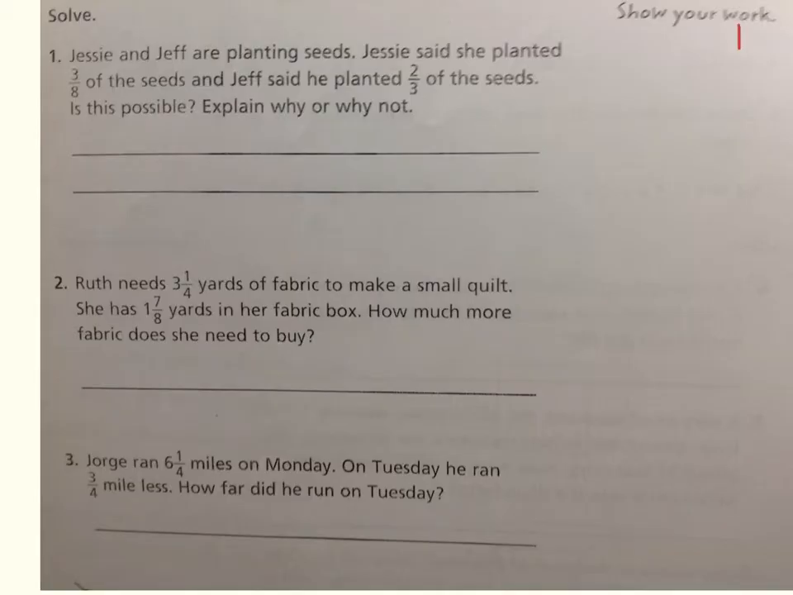On the remembering side, we have Jessie and Jeff planting seeds. Jessie said she planted 3/8 of the seeds, and Jeff said he planted 2/3 of the seeds. Is this possible? Well, assuming that they planted all of the seeds, if we add what Jessie said she planted with what Jeff said he planted, we find a common denominator, which is in this case 24.